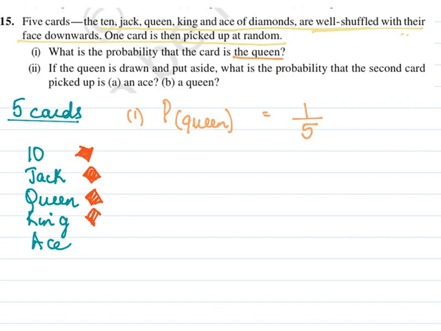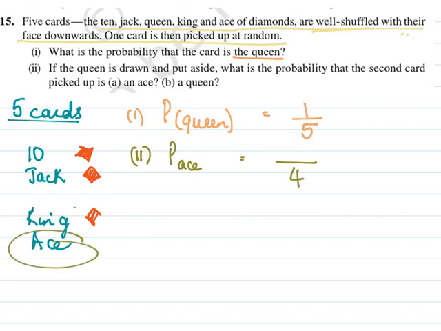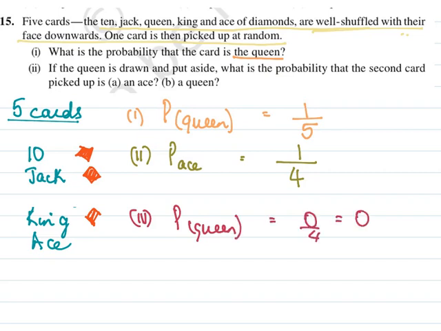Now the queen is put aside, so we take away the queen. Now let's see what is the probability. It is an ace. So for the second probability, it is an ace. Now remember, the total cards now are just 1, 2, 3, 4 cards, no longer 5. So we have 4 cards, and out of the ace there's only 1 which is an ace, so 1 out of 4. And next is, what is the probability is a queen? There are no queens anymore. Probability it is a queen. There are no queens. 0 out of 4, which is 0.